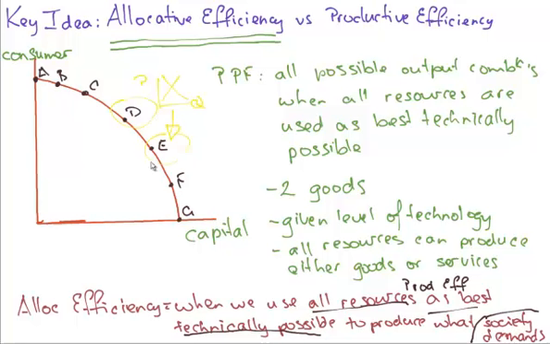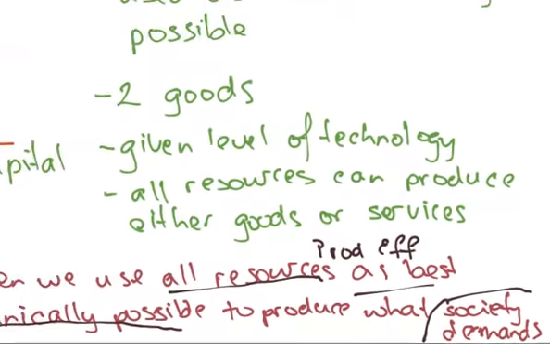So that's the difference between allocative efficiency and productive efficiency. Productive efficiency is any point on this graph, whereas allocative efficiency, which is what we're always after in economics, is when we're using all the resources as best technically possible to produce what society wants. And in a market economy, that's decided by the marketplace.